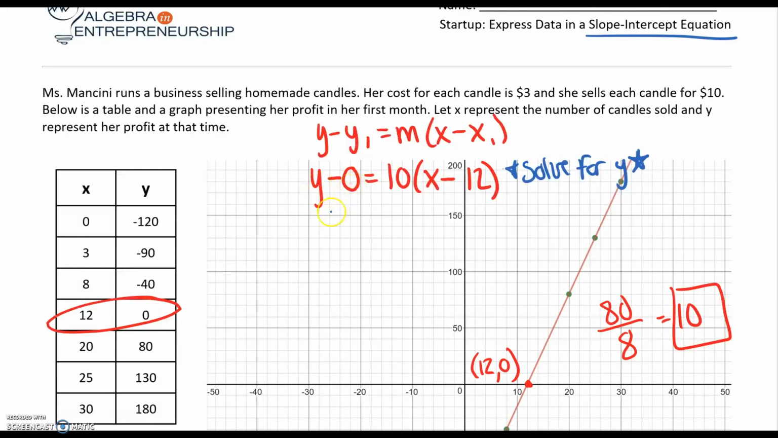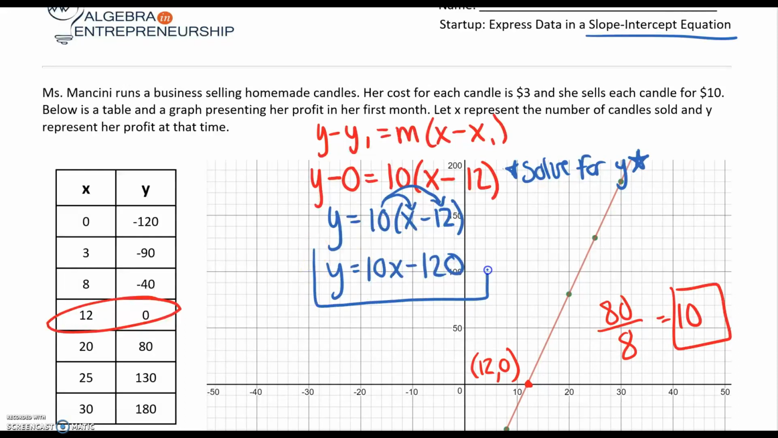So y minus 0 is just y, because if you take away 0, nothing happens. And then you have 10 times (x minus 12). We're also going to simplify this by distributing the 10 to both parts. And you get y equals 10 times x, which is 10x, and 10 times negative 12 is minus 120. When you isolate the y and simplify it, this is slope-intercept form.